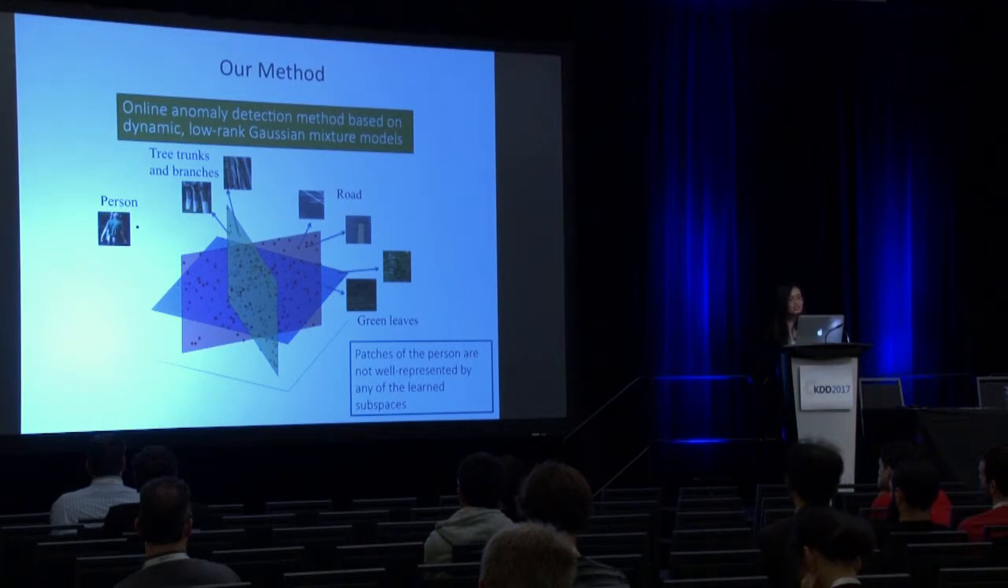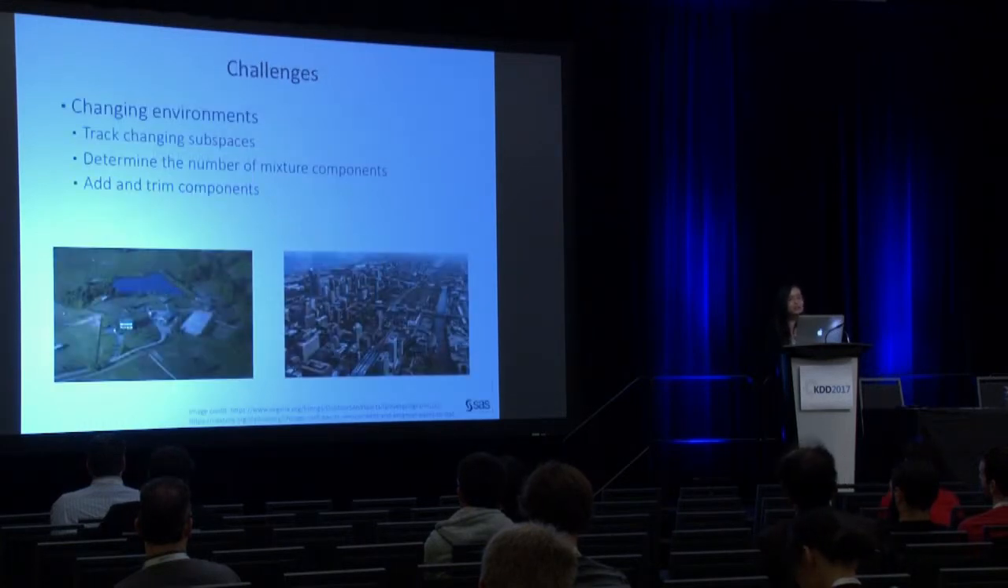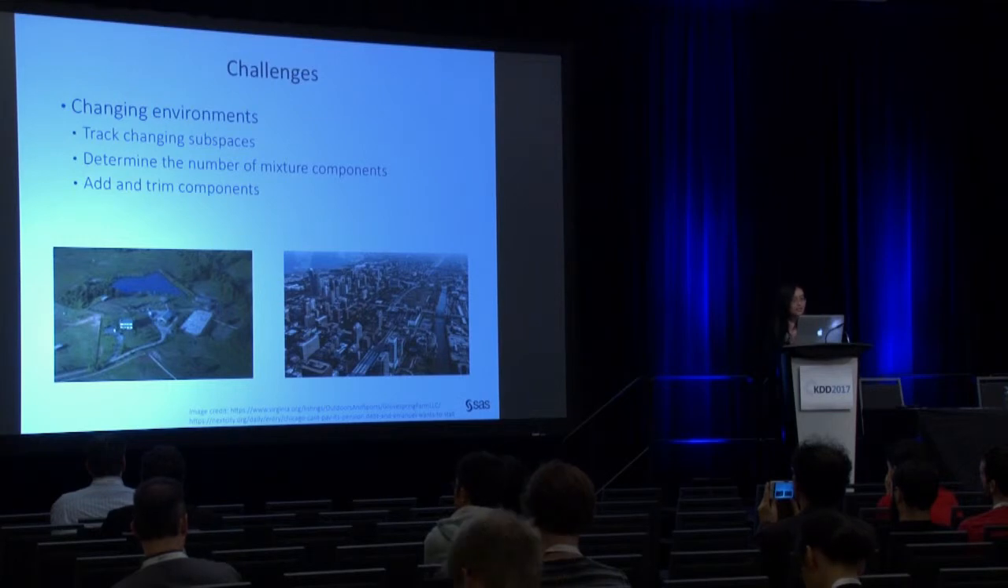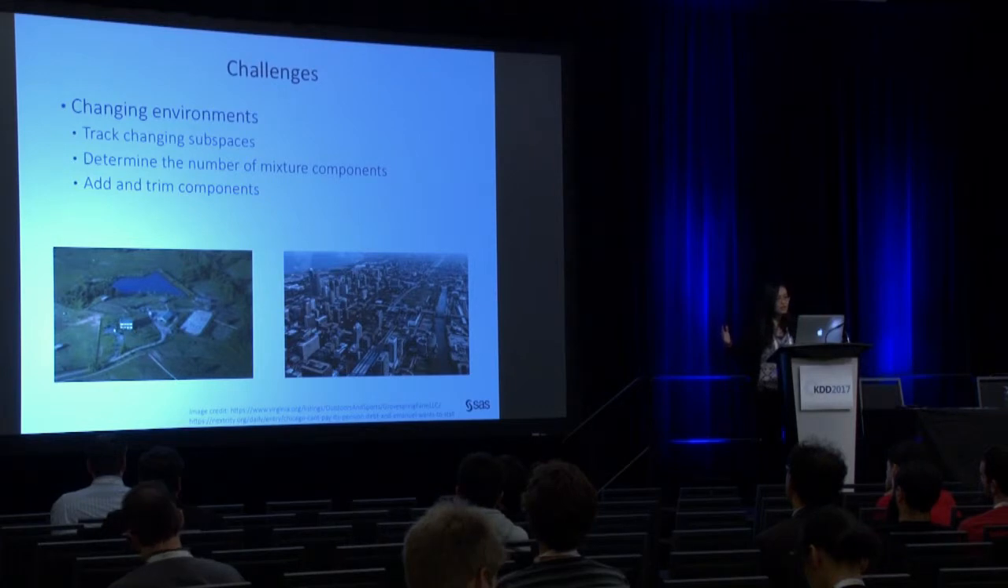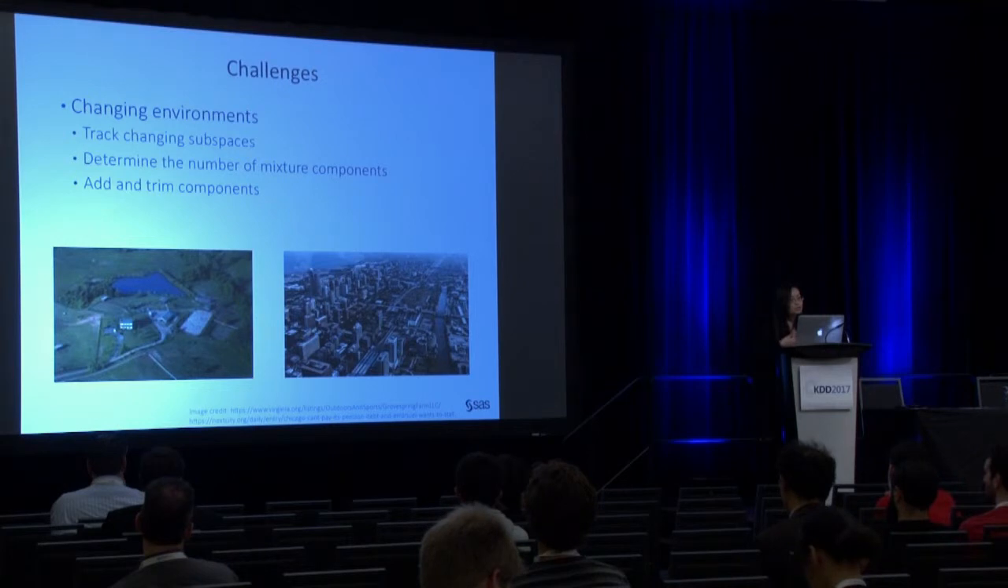The challenges in this model, first of all, if we have a changing environment, then we need to track the changes in the subspaces. You can't have a stationary model and just leave it like that. So first of all, you need to track the changes. And then when your field of vision changes, there's also the potential of changing numbers of mixture components. So we need to think of a way of how do you add in new mixture components when you have a more complex visual field. And when two components become closer together, how do you merge them and trim them?